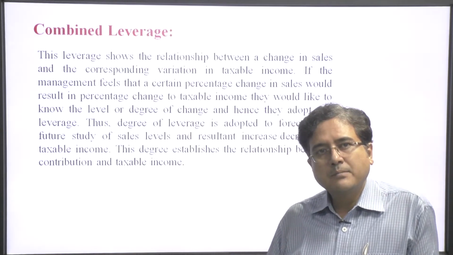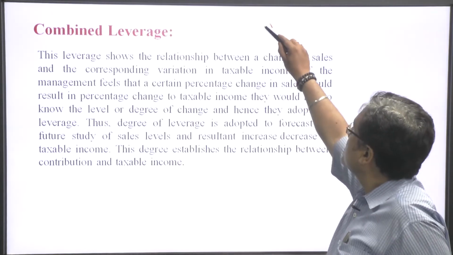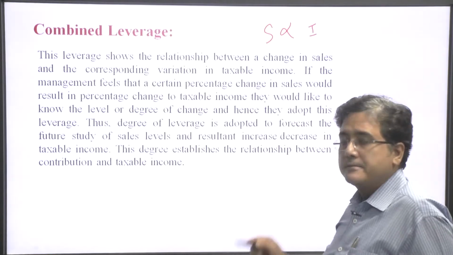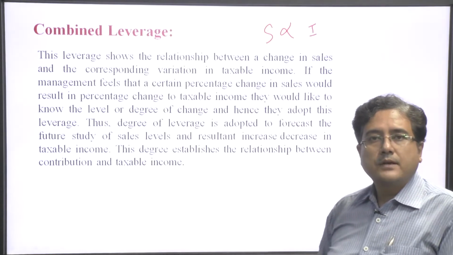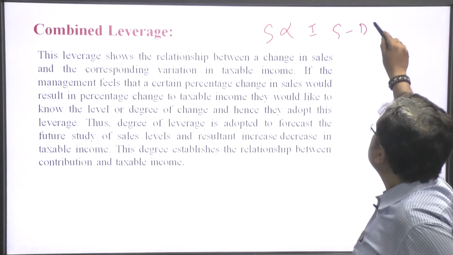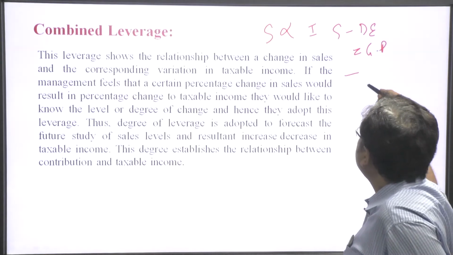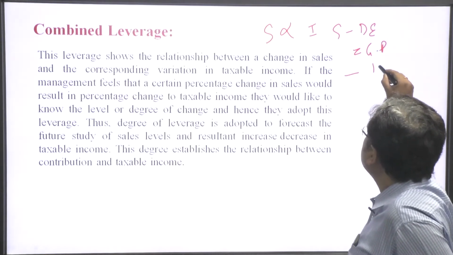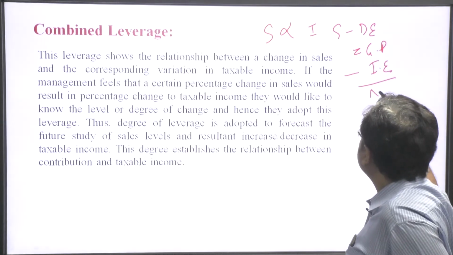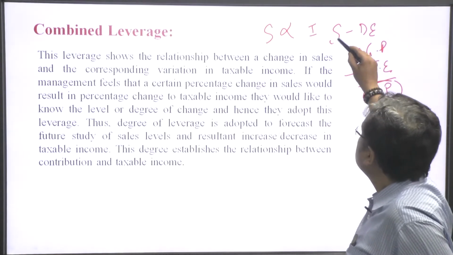How much income is based on sales? So, income is directly proportionate. We know that sales minus direct expenses equals gross profit, and when we subtract indirect expenses from gross profit, we get net profit. So, ultimately this amount depends on this.